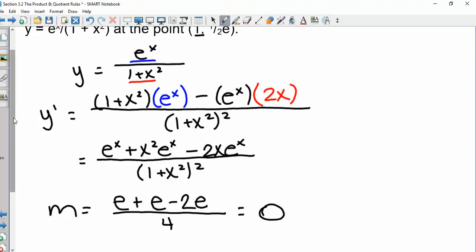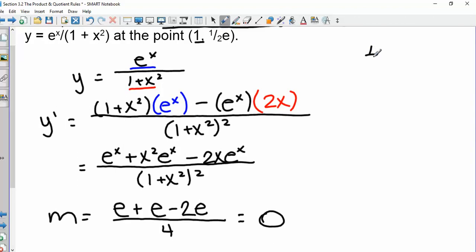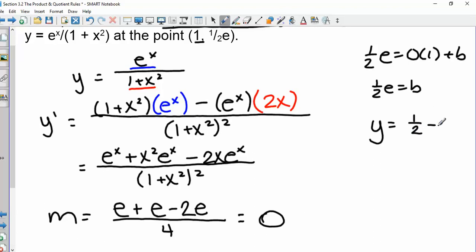So now I have a point and a slope. So y equals mx plus b. So the equation is 0x plus 1/2 e, or y equals 1/2 e. It's just a horizontal line. Any questions there?